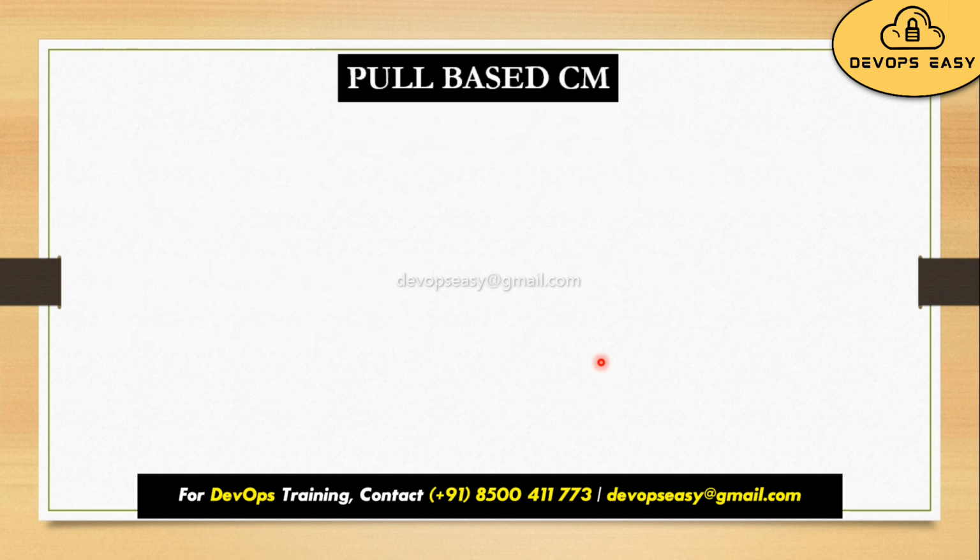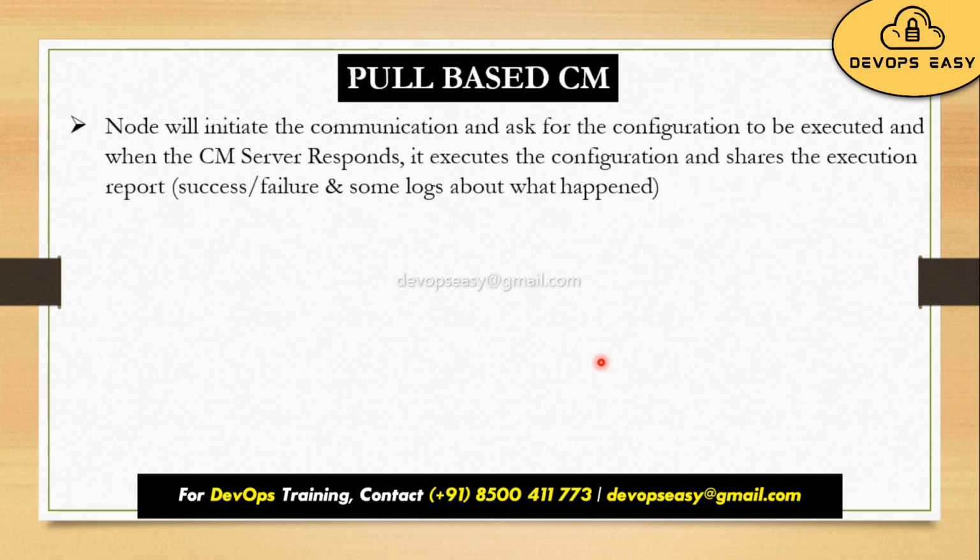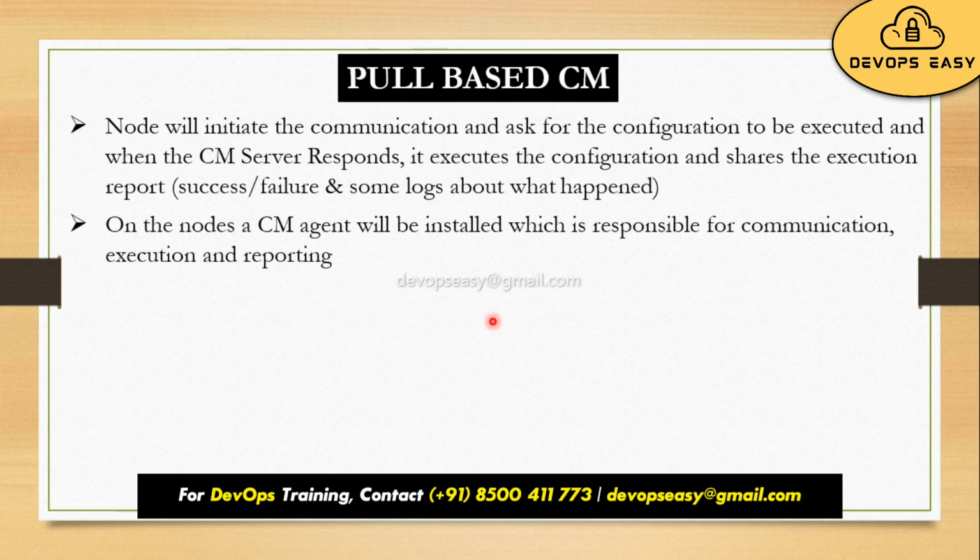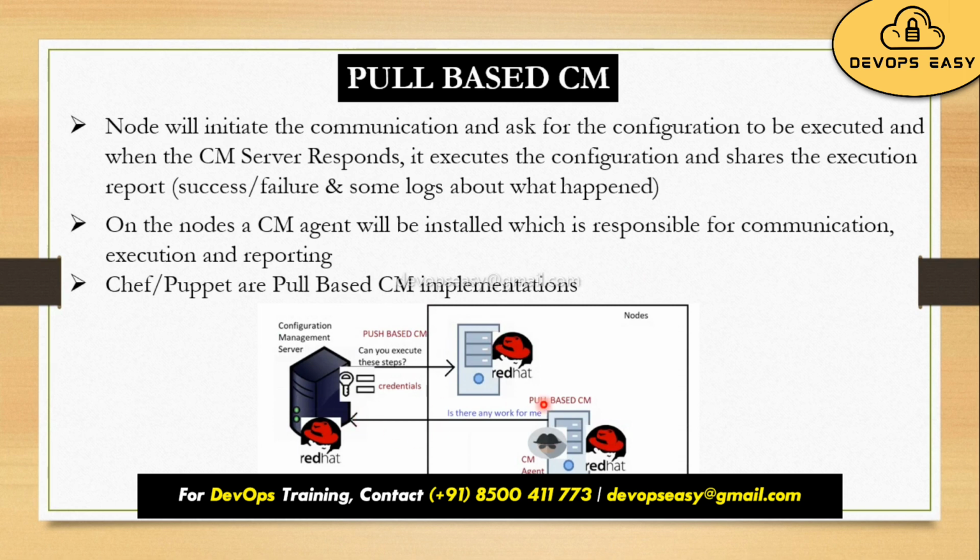Another one is pull based. Here the node will communicate with the master. On every node an agent will be installed, so that communication is faster. Chef and Puppet are pull based configuration management tools. So this is the diagram. In push based, the master uses credentials to log into the node and does the actions. In pull based, an agent is installed and the node communicates with the master.